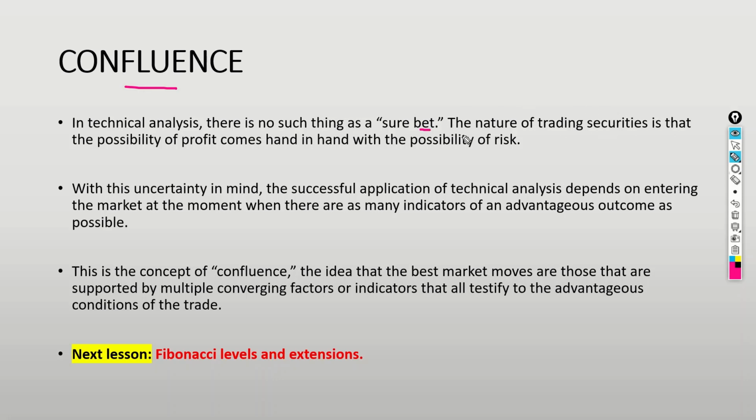The nature of trading securities is that the possibility of profit comes hand in hand with the possibility of risk. Okay. So every time you see a profit possibility, there is also a losing possibility. So with this uncertainty in mind, the successful application of technical analysis depends on entering the market at a moment when there are as many indicators of an advantageous outcome as possible. Okay. So this concept is what we call the confluence. So the idea is that the best market moves are those supported by multiple converging factors or indicators that all testify to the advantageous conditions of the trade.